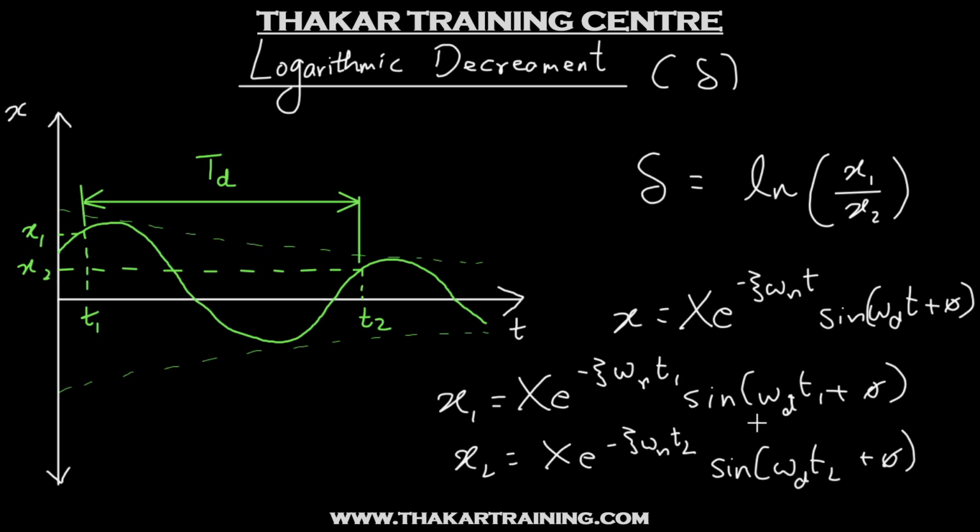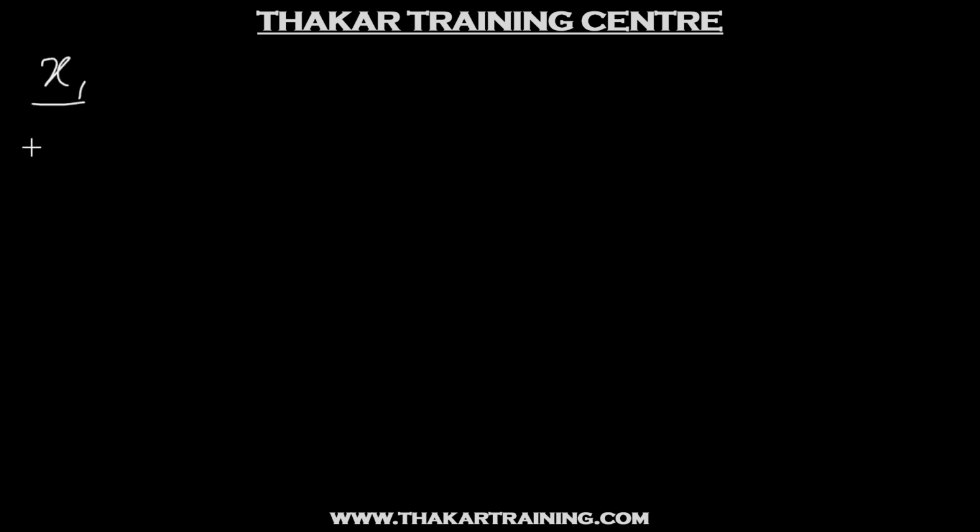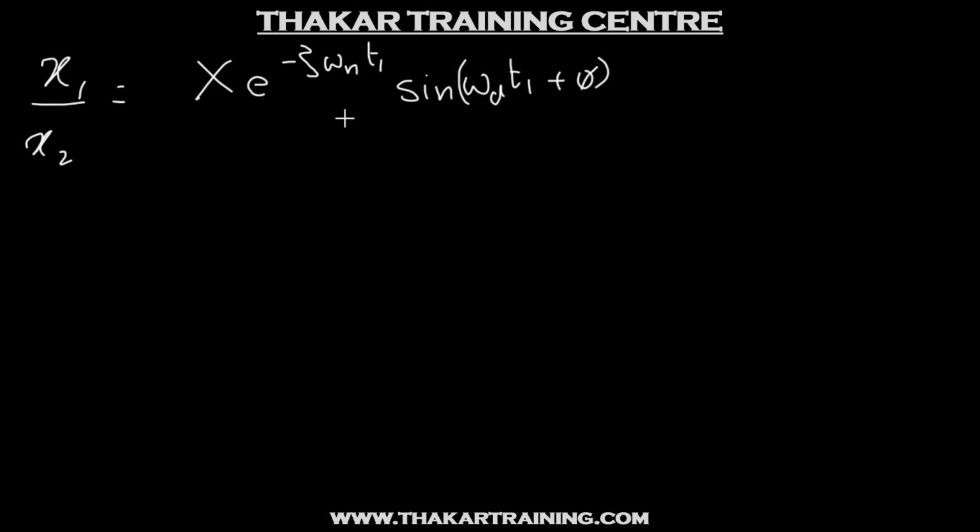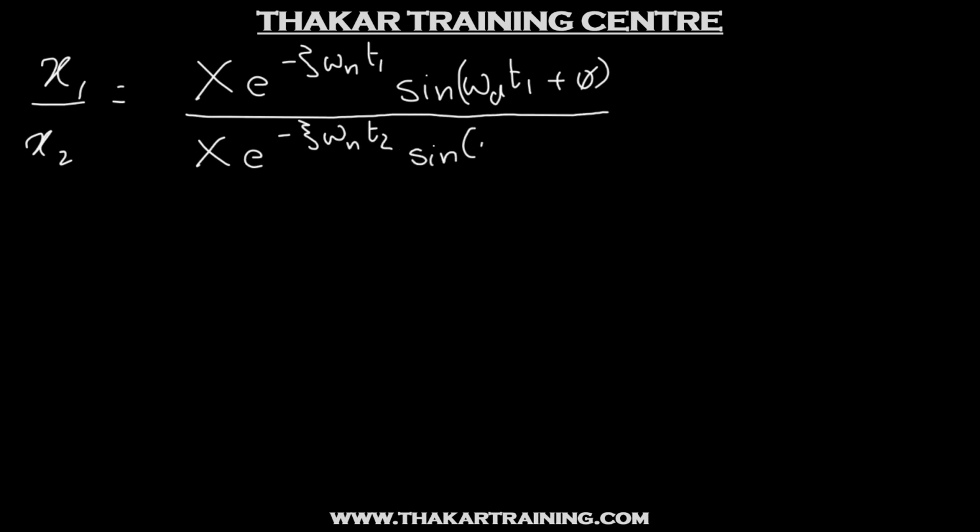Alright. So what I'll do is first simplify the ratio of x1 by x2 and then take the natural log. So what we have for x1 upon x2 is X e raised to minus zeta omega n t1 sine of omega d t1 plus phi, divided by X e raised to minus zeta omega n t2 sine of omega d t2 plus phi. Alright, so X gets cancelled. We have e raised to minus zeta omega n t1 minus t2.